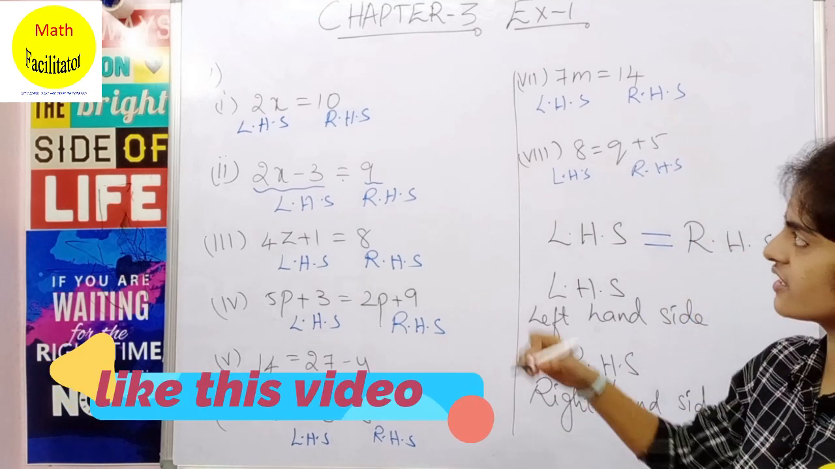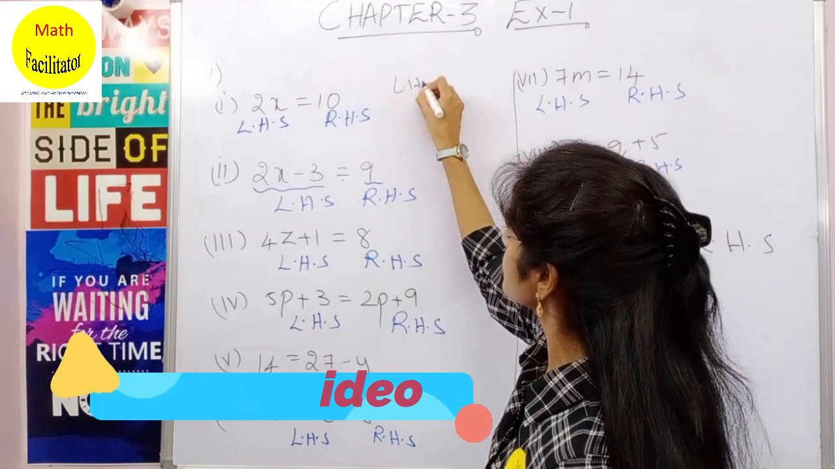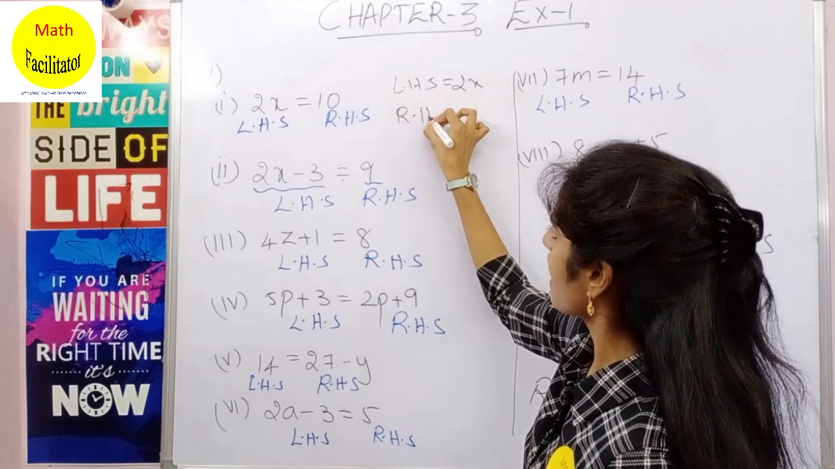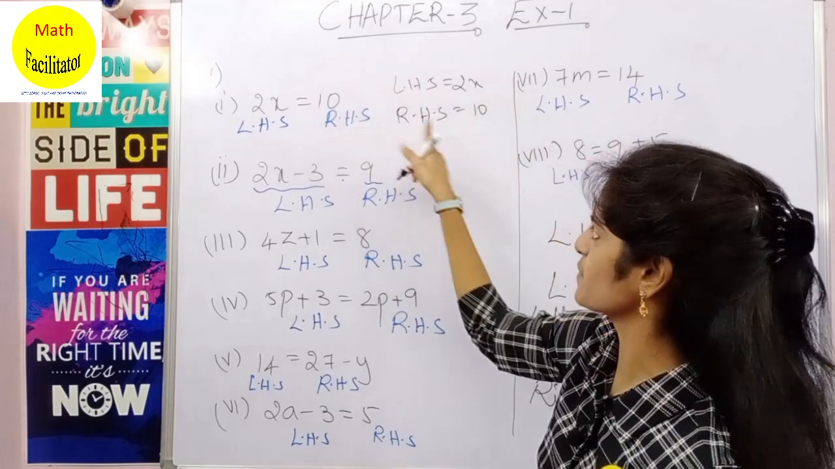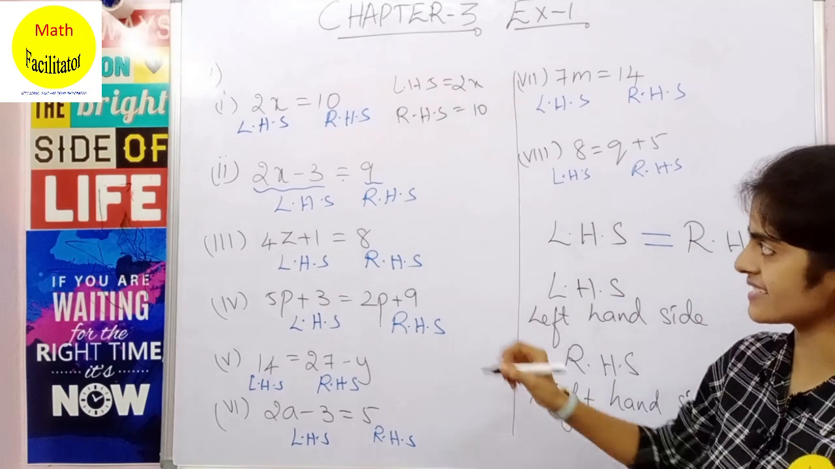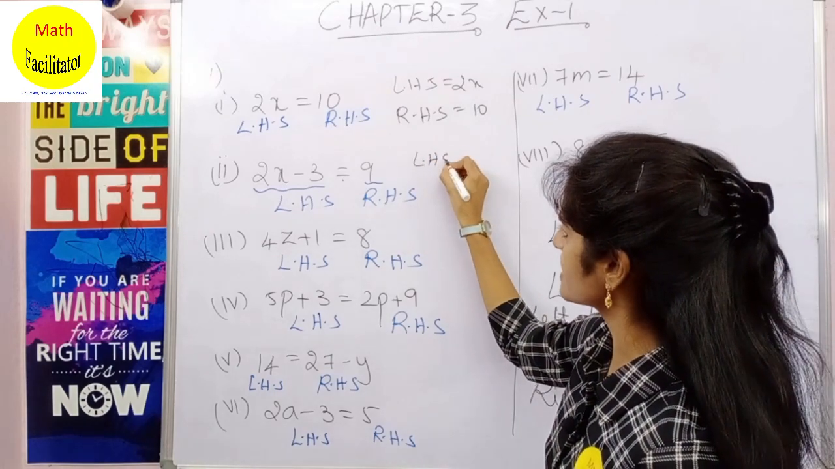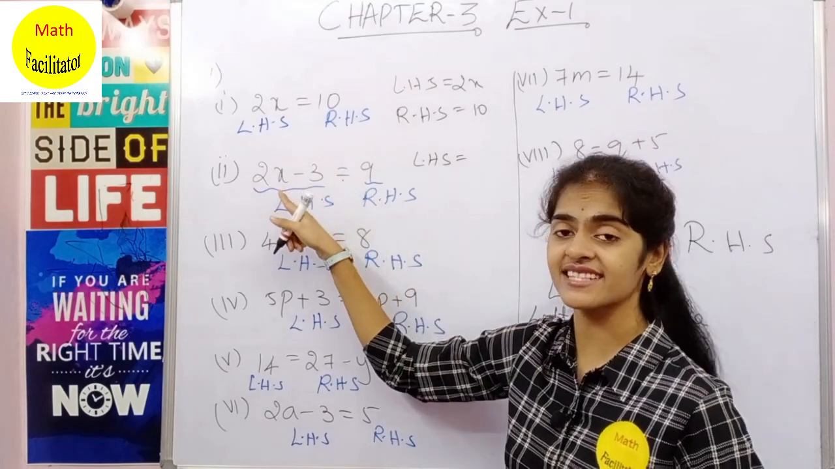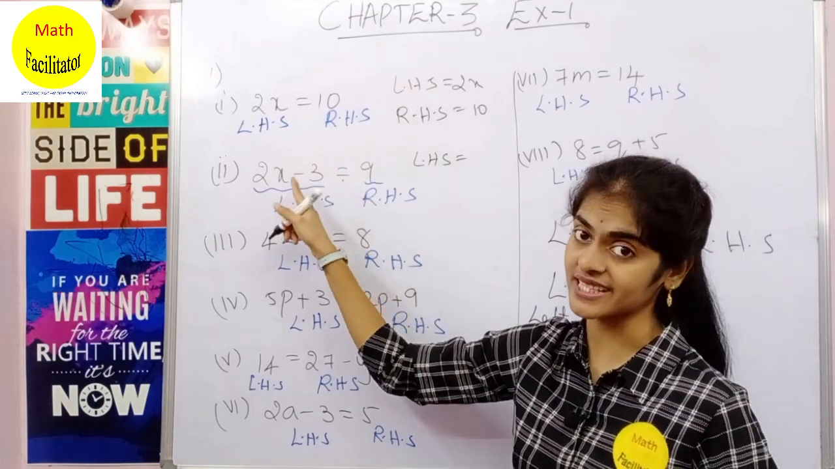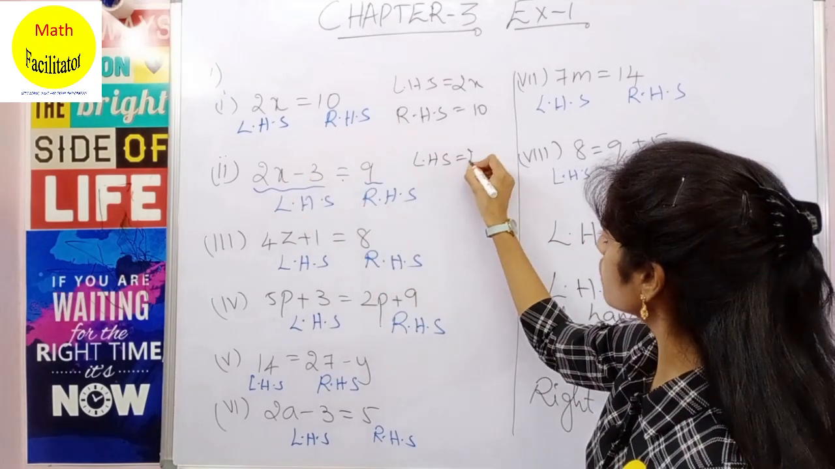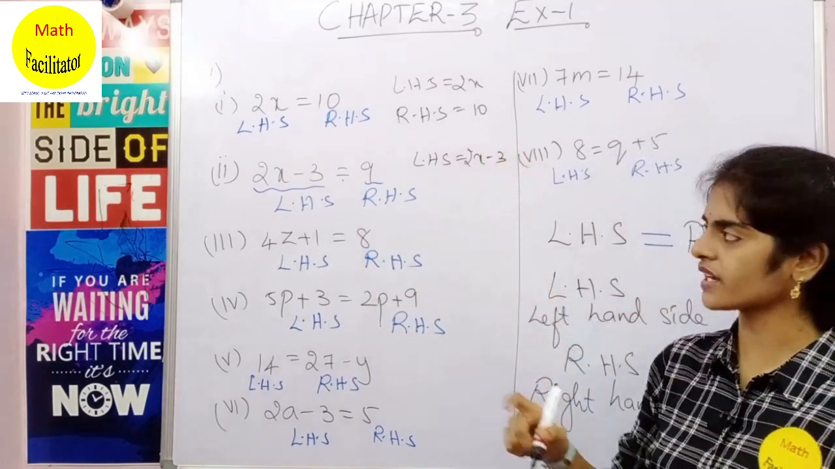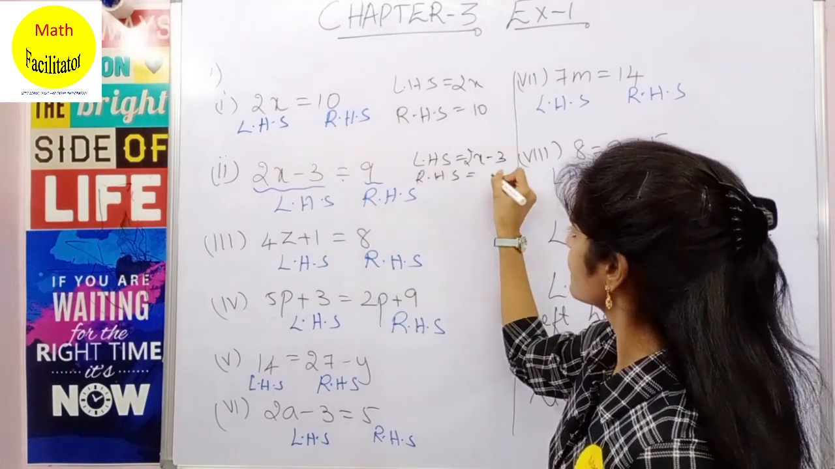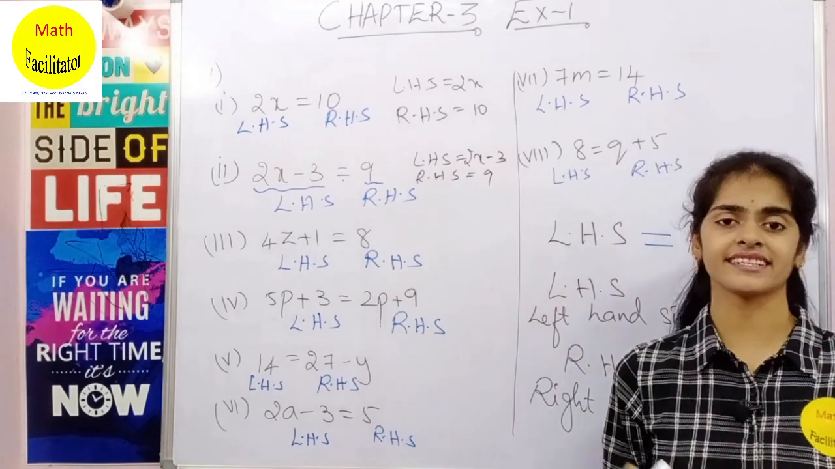In the answer, when you are writing, you will write it in this way: LHS equal to, now what is LHS? 2x, and RHS equal to 10. This is what you will write in your answer. Here also, what is LHS? All the terms which are to the left hand side of the equal to sign are LHS. So LHS equal to 2x minus 3, this complete thing. Now what is RHS? RHS is 9. Similarly, write the other terms also.